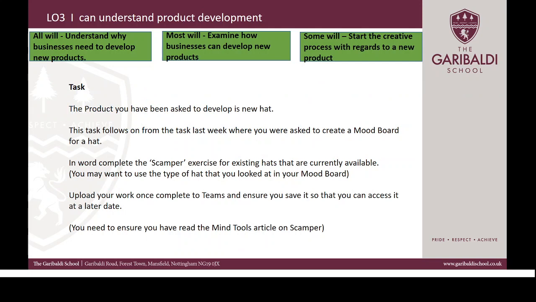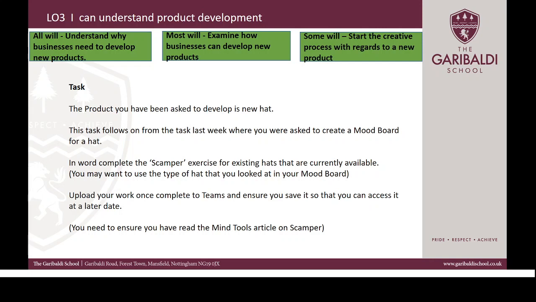You should now all have read the article on Scamper, and the main task this week is to start again and build on this creative process with regards to a new product. So we've asked you to develop a new hat, and hopefully your mood board last week got you started thinking about the type of hat or the type of materials you could use. What you need to do this week is a Scamper exercise for existing hats that are currently available.